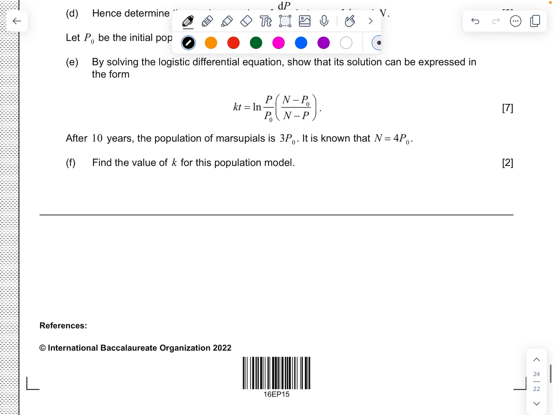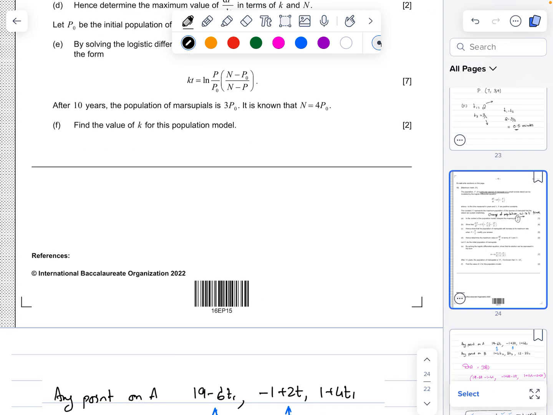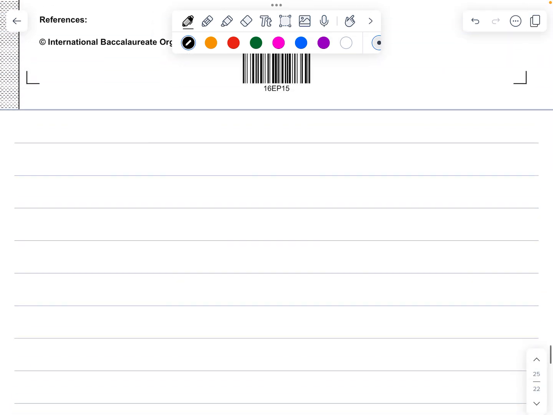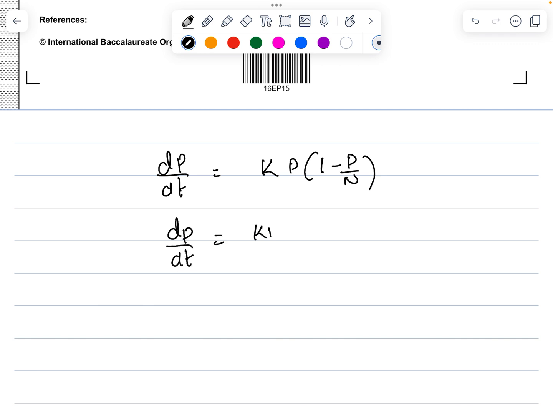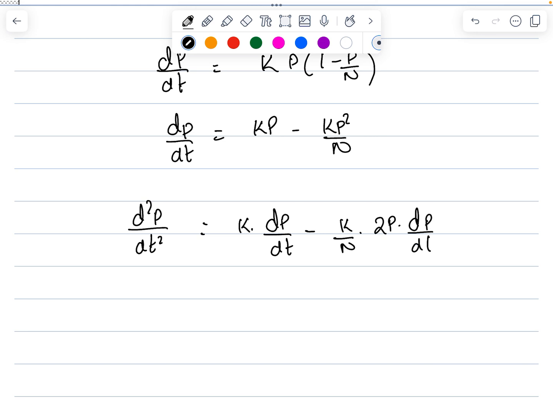So what am I going to do? Let me add a page over there and write out the first derivative. The first derivative has been given as dp upon dt equals kp times 1 minus p upon n. Expand this one, so dp upon dt equals kp minus kp square upon n. So the second derivative is going to be d square p upon dt square equals k times the p derivative, which is dp upon dt, minus k upon n times the p square derivative, which is 2p, again times the p derivative, dp upon dt.